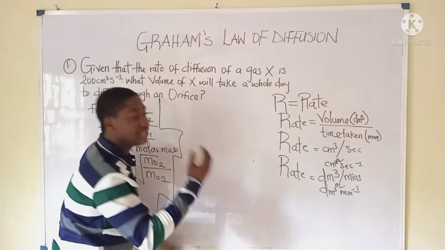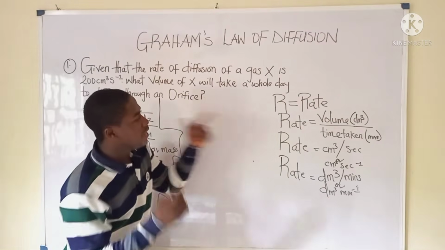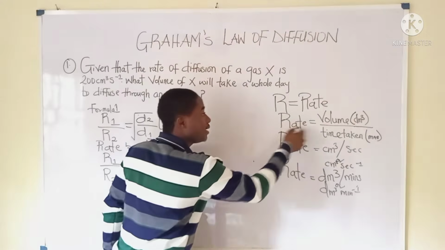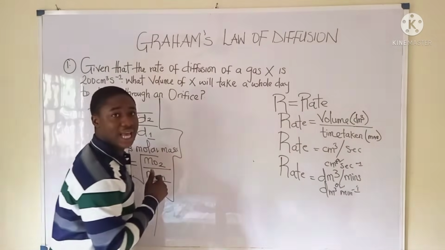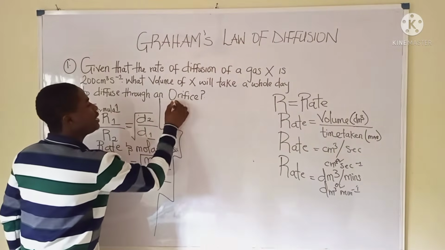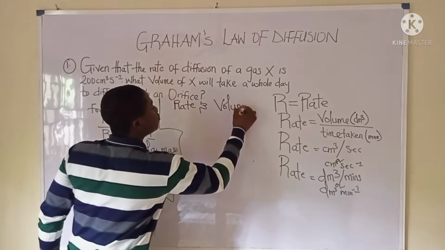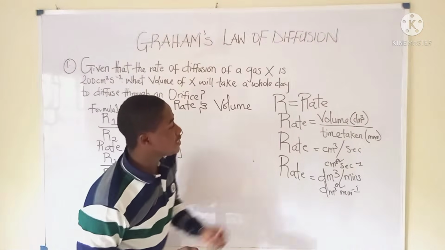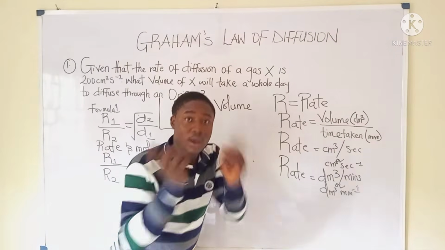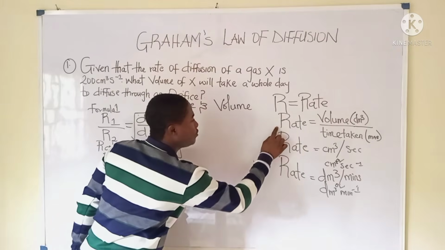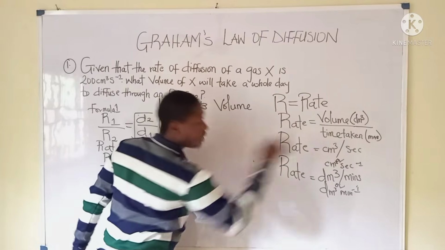We said that rate is equal to volume over time. So in this context, rate is directly proportional to volume and inversely proportional to time. What does that mean? Let's relate rate and volume. Since rate is directly proportional to volume and inversely proportional to time, it means that whenever the rate is increasing, volume increases. But whenever the rate increases, time decreases.